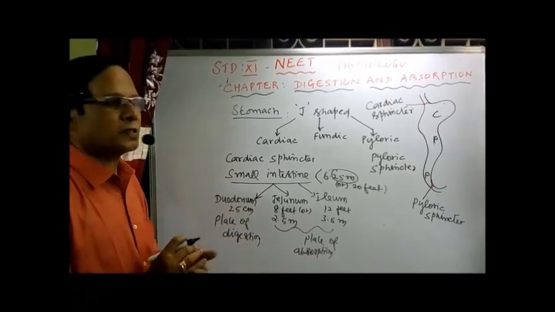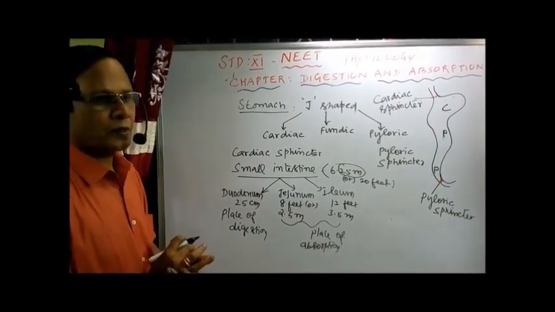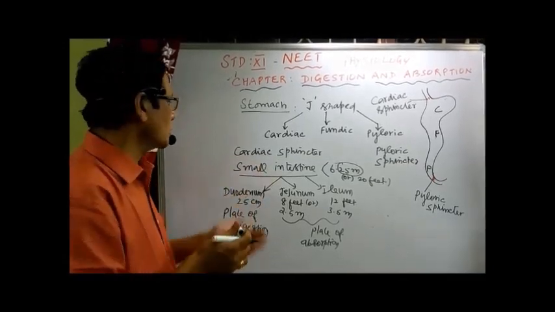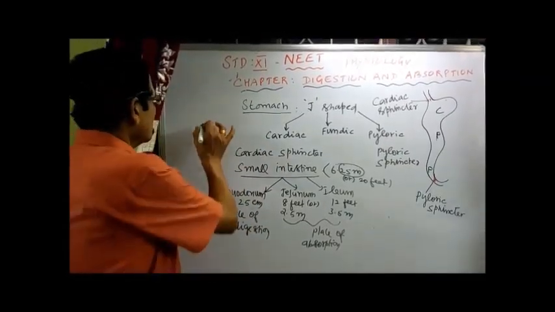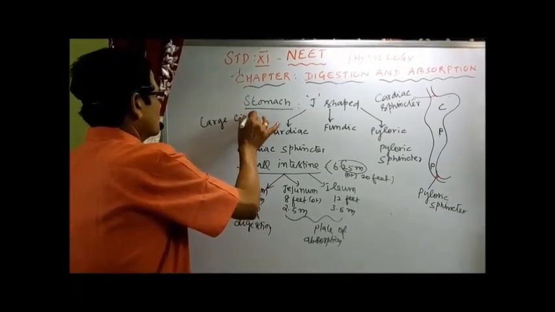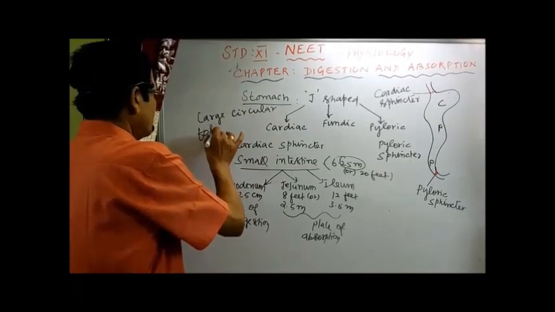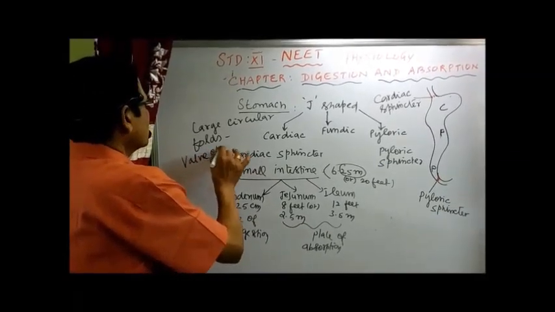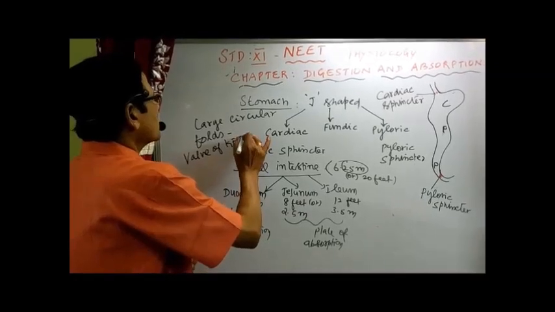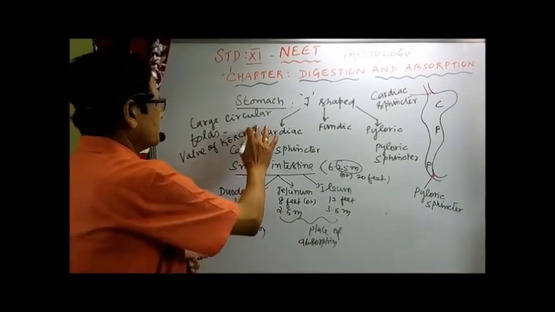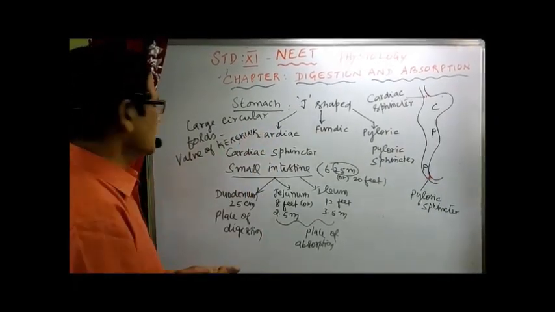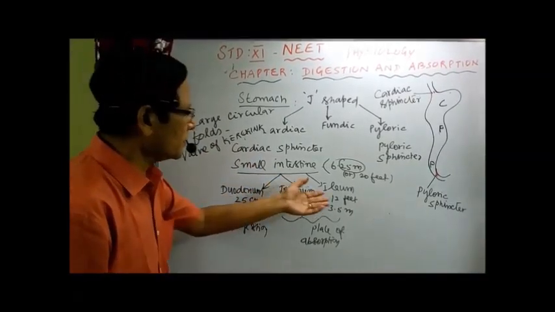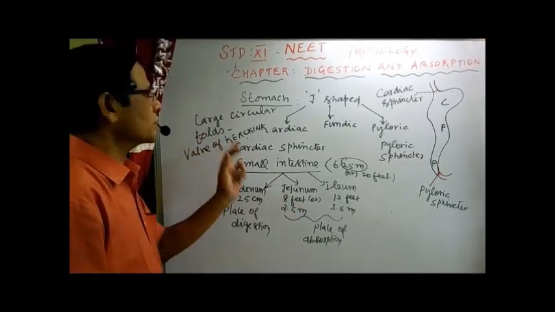Then, we have some regions in the small intestine. Now, we have large circular folds present on the inner mucosal layer, mainly in the ileum region of the small intestine, called the valves of Kerckring. This is nothing but large circular folds present on the inner mucosal layer of the small intestine, mainly the ileum, called the valves of Kerckring.